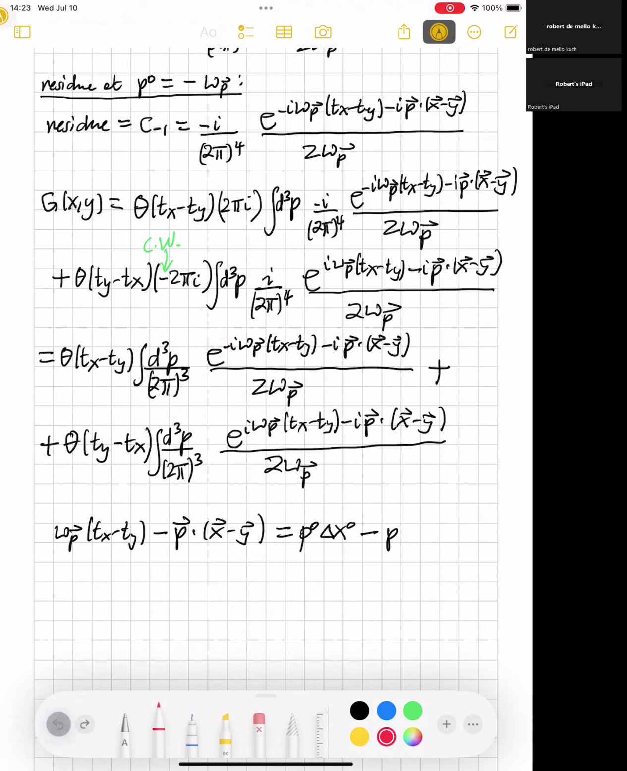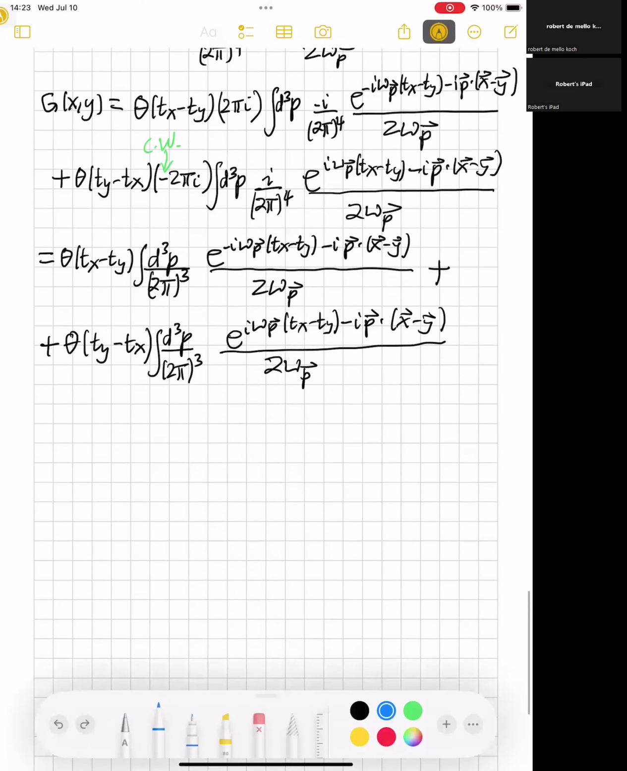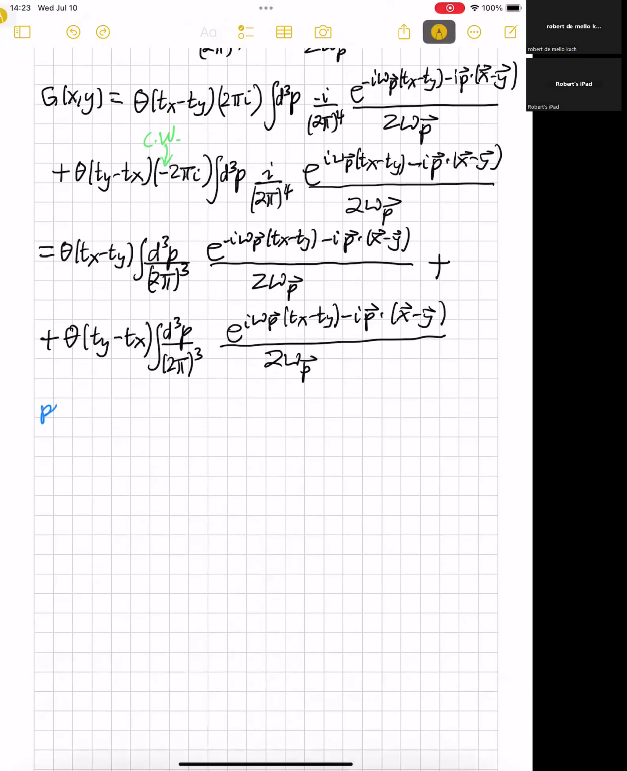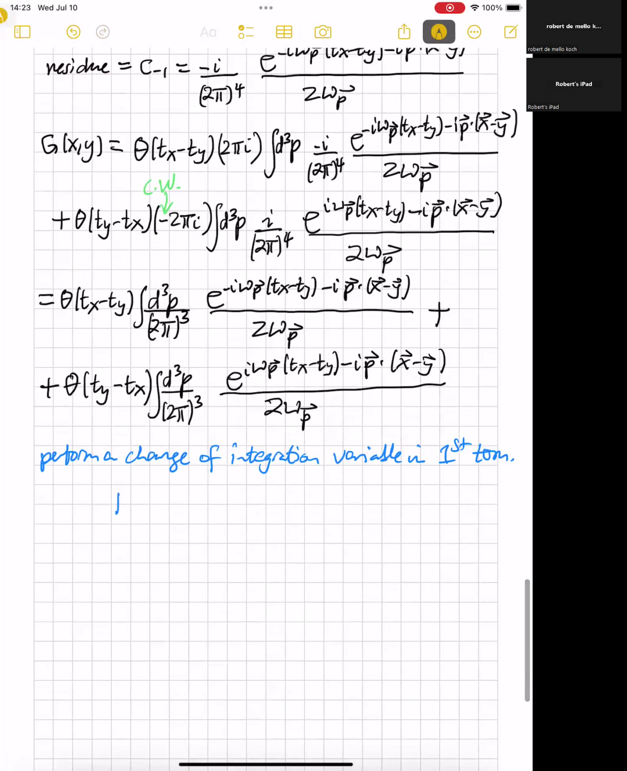So we are going to do a change of variables. Let's just put that down. Good. Let's put it in blue. Perform a change of integration variable in the first term. What we're going to do is change from p to a new variable, let's call it p prime, and p prime is minus p. Now let's see what will happen.